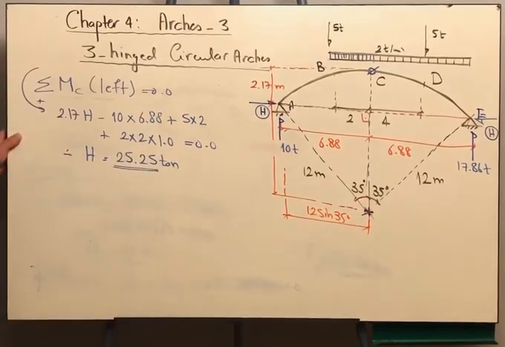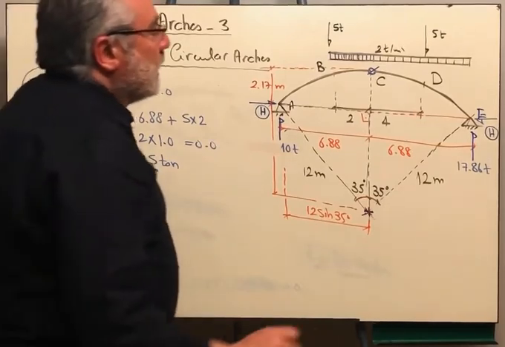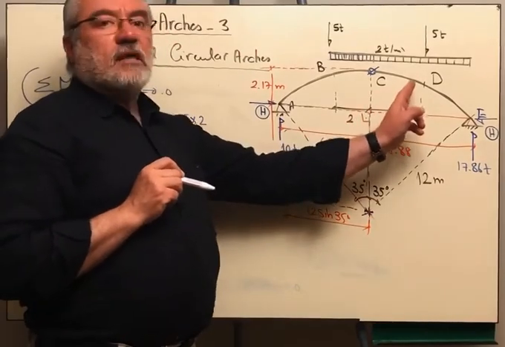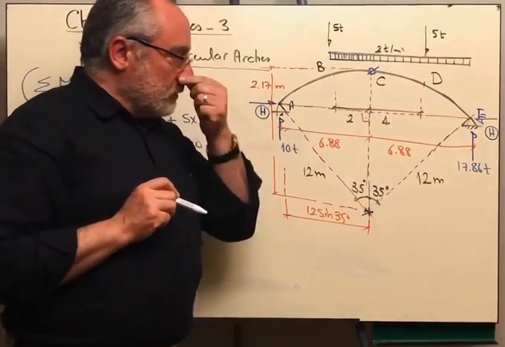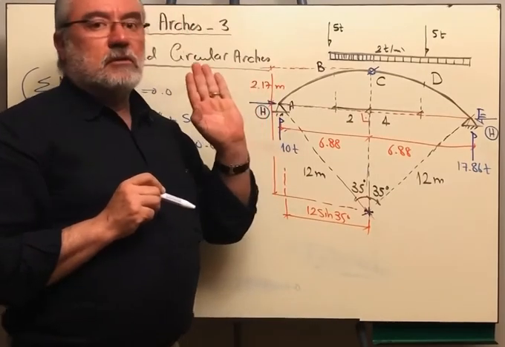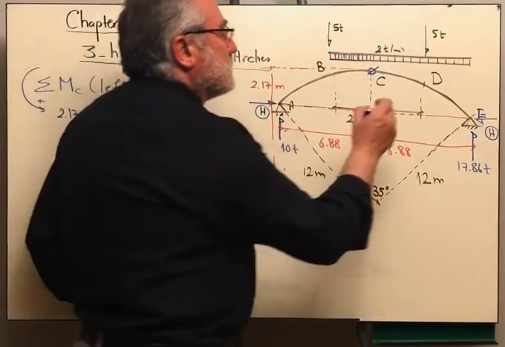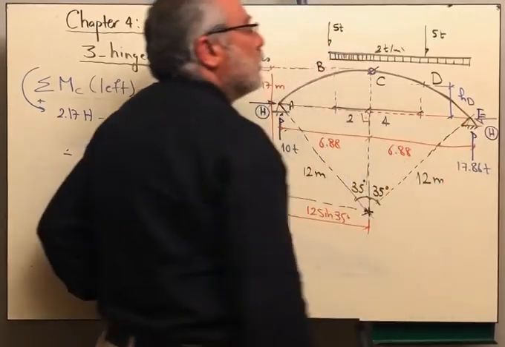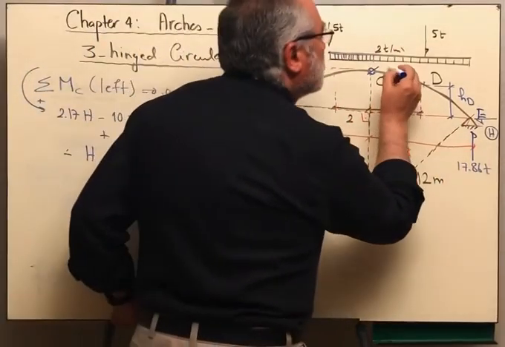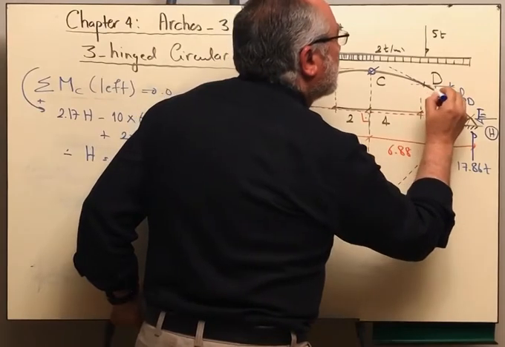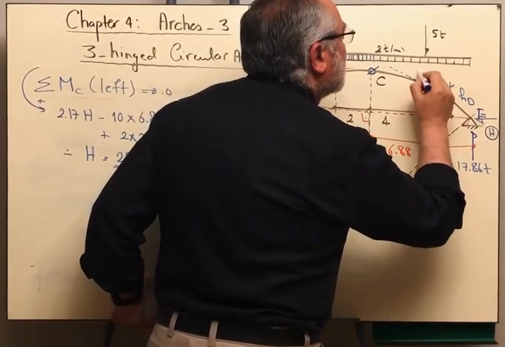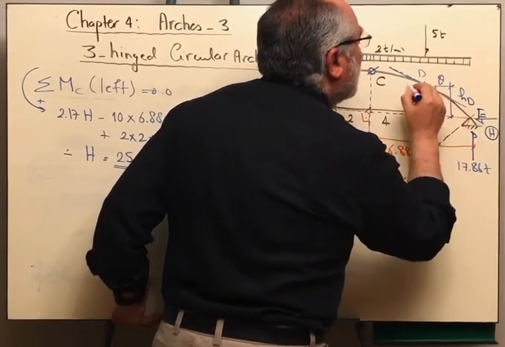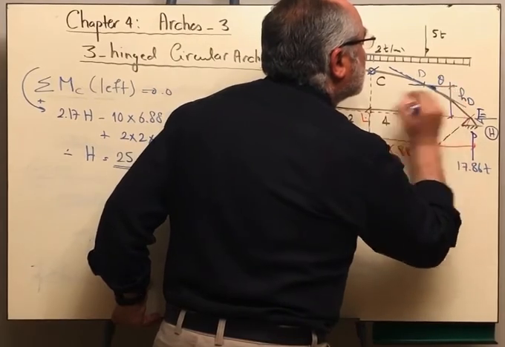25.25 tons. Very good. Now he wants to get the moment at point D, okay? And he wants to get the normal force and the shear force left and right of point D. Now we have a very important requirement here. We want to get this distance, which is the height of point D, and also the angle theta, the angle between the tangent to the circle and the horizontal, this angle.